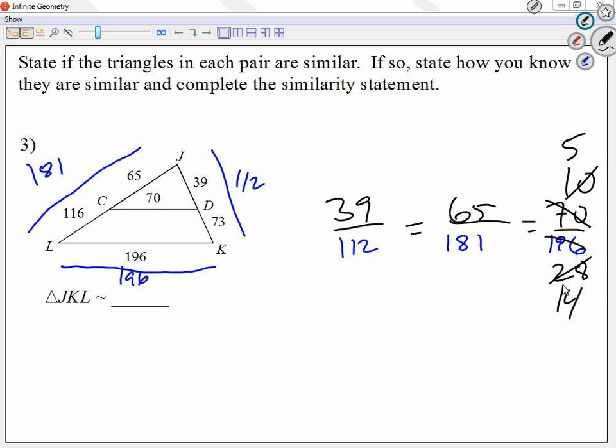Like I said, one way we can check if they're proportional is to cross multiply and get the same number, or you can simplify the fractions, and they all simplify to the same thing.